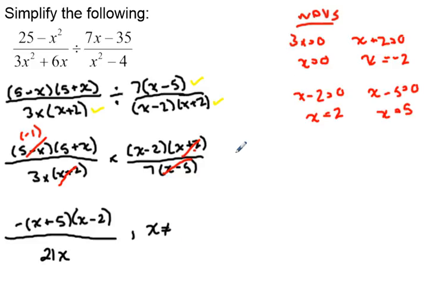Starting from the smallest here, I had a -2, then I had 0, then I had +2, and then I had 5, which you may also write as 0, plus or minus 2, and then 5.